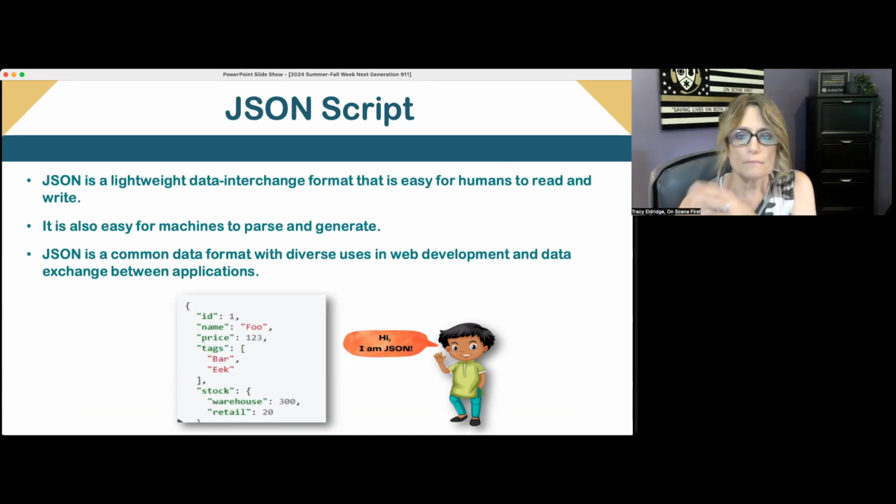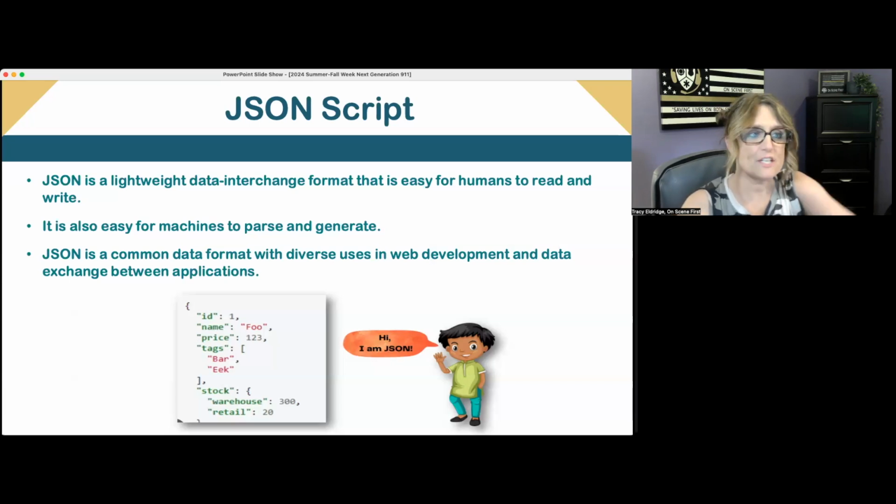But we're going to just talk briefly about the different types of formats in which information can be received and delivered. So, JSON. I made a little character there because JSON sounds like Jason to me, and Jason's very friendly. He's very easy to get along with, and he's nice.